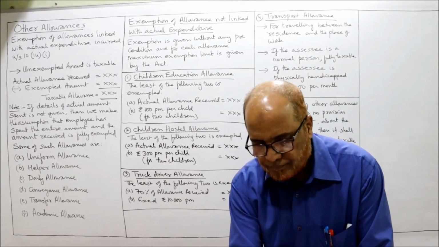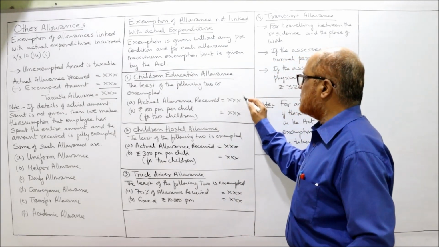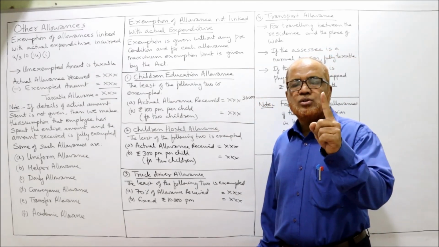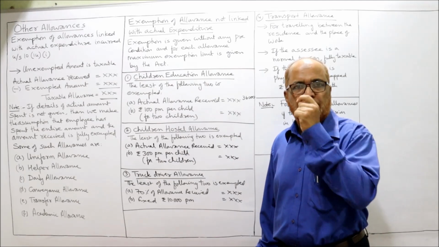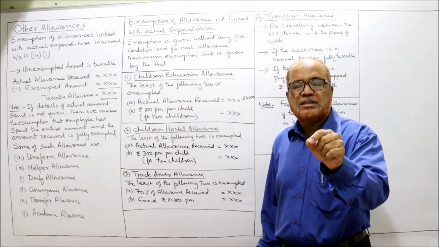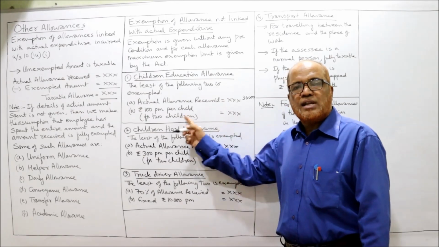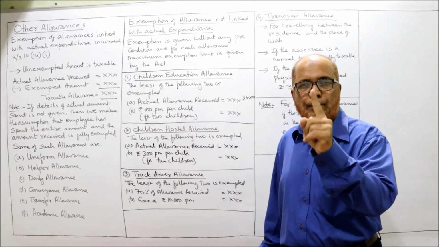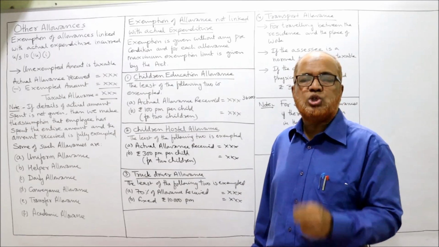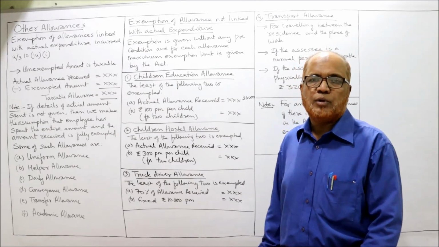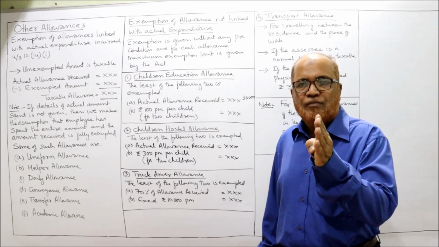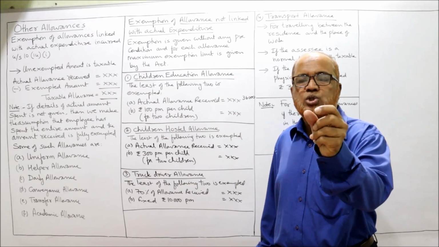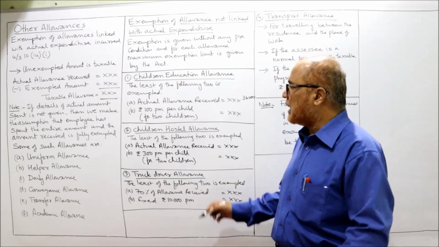So here I am getting 36,000 as actual allowance received. The employer is giving 1,000 rupees per month per child for 3 children, so 3,000 per month, 36,000 per annum. Whereas the Income Tax Act has given the limit of 100 rupees per month per child for a maximum of 2 children, not more than 2 children. So for one child, 100 rupees per month into 12 is 1,200. For 2 children, 1,200 into 2 is 2,400.